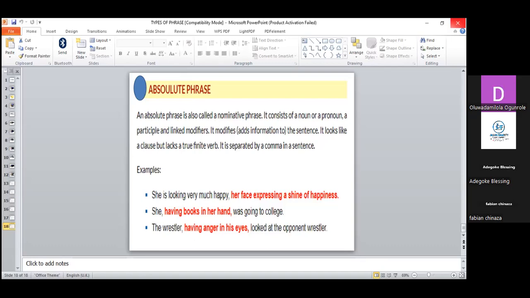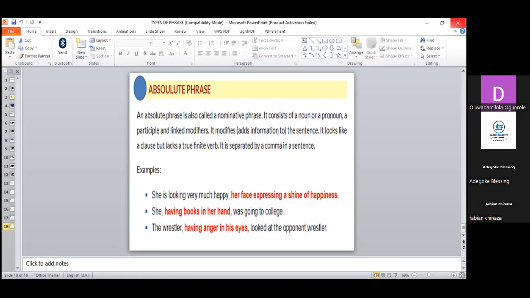She's looking very much happy, a phrase expressing a shine of happiness. I can just say she's looking very much happy and keep it at that. But the expression, a face expressing a shine of happiness, is giving us more information about the whole sentence, what has happened in the sentence.